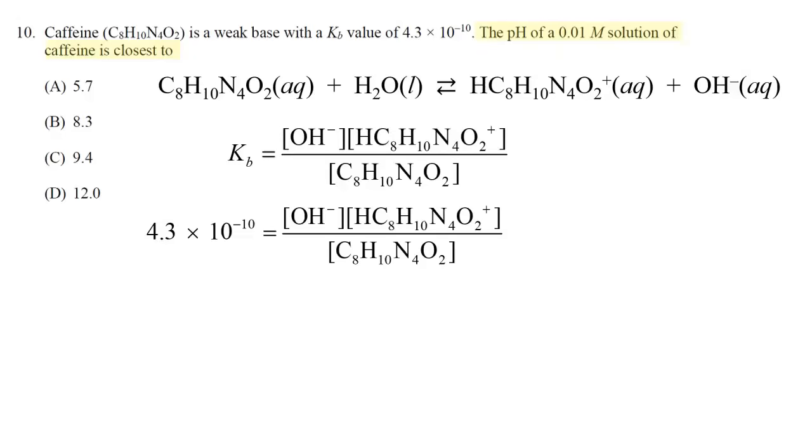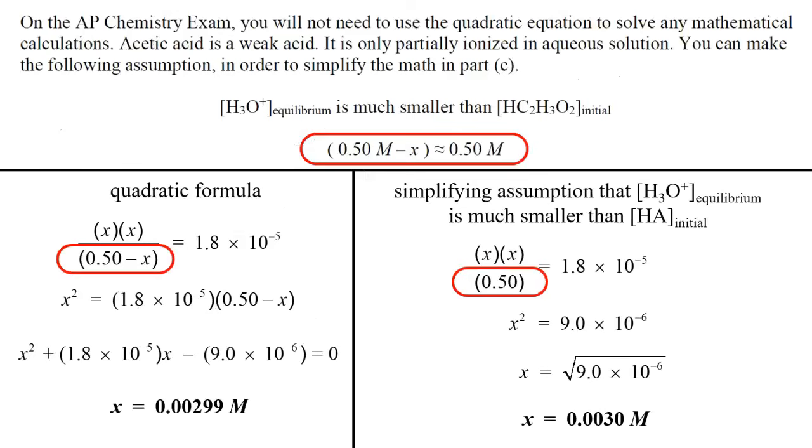Now that 0.01 molar solution, that would be the concentration of caffeine, and that would go in the denominator of this expression. In the numerator, those are unknown quantities, but they are the same based on the 1-to-1 mole ratio in terms of the coefficients. So therefore, I have X and X as the unknown quantities in the numerator. Now, technically, in the denominator would actually be 0.01 minus X.